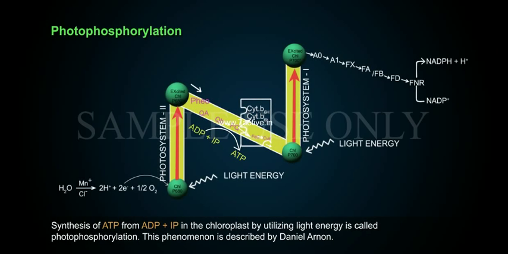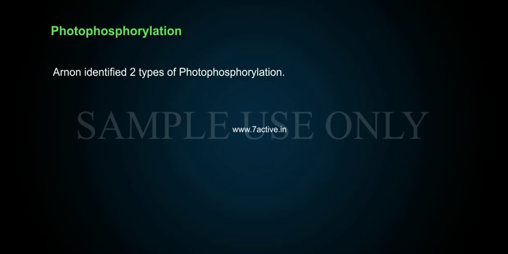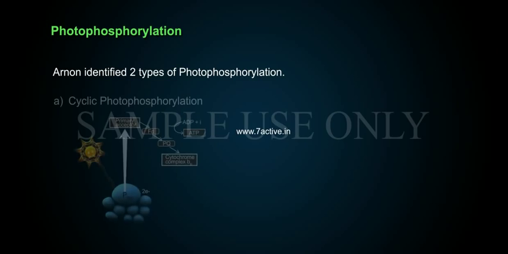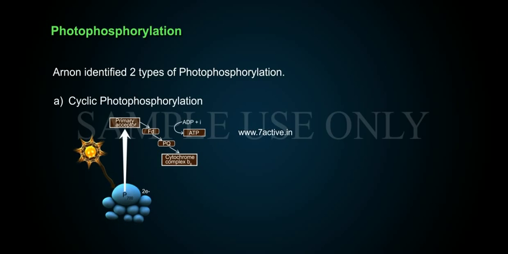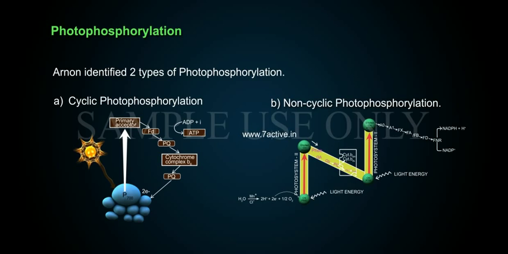Photophosphorylation. Synthesis of ATP from ADP plus iP in the chloroplast by utilizing light energy is called photophosphorylation. This phenomenon was described by Daniel Arnon. Arnon identified two types of photophosphorylation. A. Cyclic photophosphorylation. B. Non-cyclic photophosphorylation.